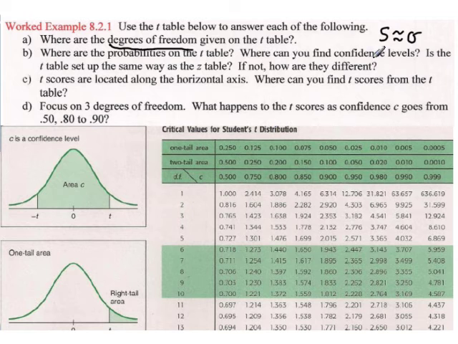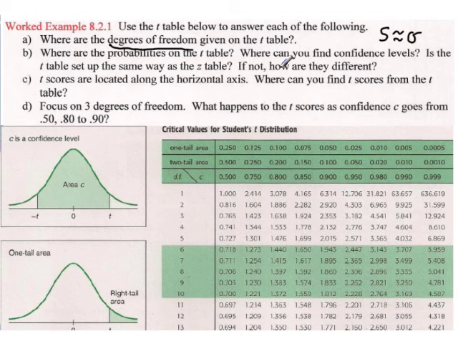Where can you find confidence levels? Well, actually, confidence levels are built right into the t-table very conveniently. That's given by the C here. So confidence levels can be 0.500, 0.750, 0.800, all the way up.